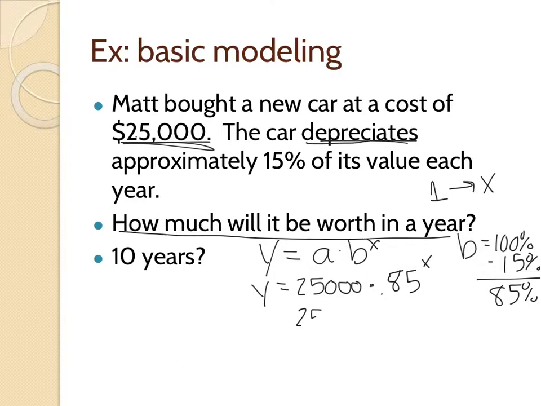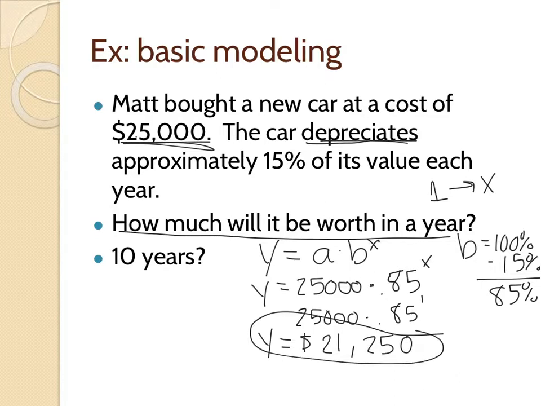So I get 25,000 times 0.85 to the first power. Okay, so if I get my calculator out, 25,000 times 0.85 to the first power. And I get, so after 1 year, it is worth $21,250. Okay, that's after 1 year.